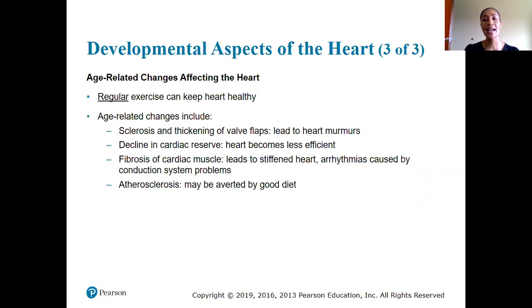All right. Developmental aspects of the heart in terms of aging. So regular exercise can keep the heart healthy and prolong heart viability. And there are some changes that occur as we age that can be quite natural. When I say natural, I mean even in a person who has a healthy diet and exercises, these changes can occur just naturally. So sclerosis and thickening of the valve flaps can occur that will lead to heart murmurs. If the valves become thicker, they may not open and close as they should, so that could allow for some backflow of blood to occur.